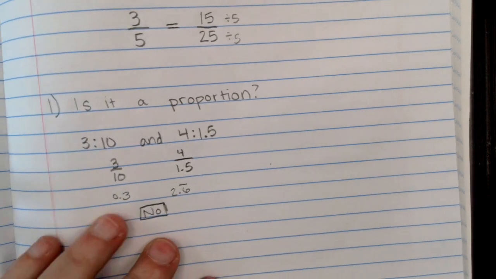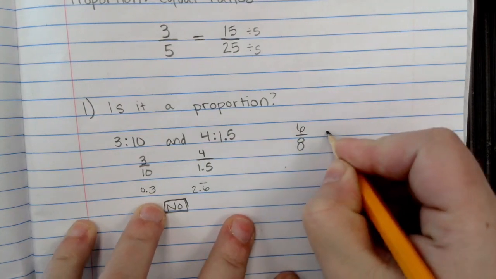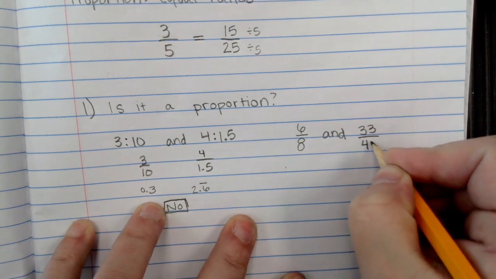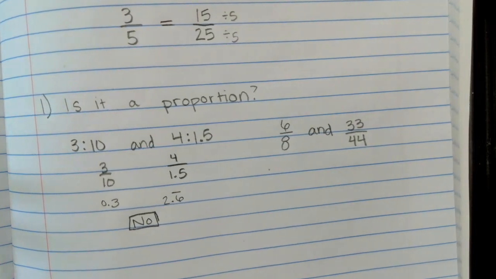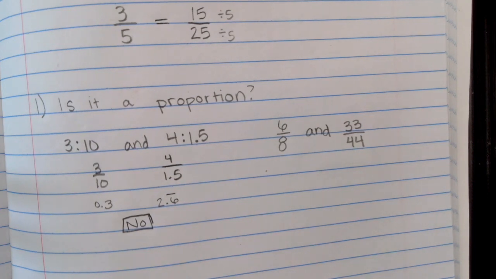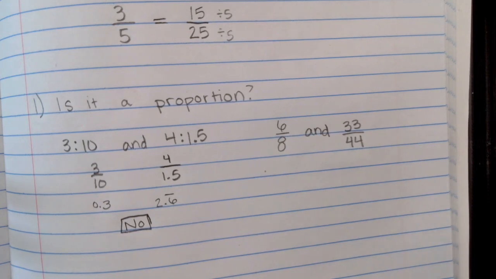If I have 6/8 and 33/44, how could I check to see if these two make a proportion or are proportional to each other? Calculator. What's another way we could do it? Yeah, we could simplify those fractions. So we could divide top and bottom by a common number.